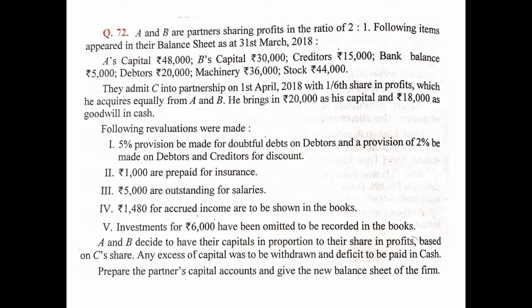Then A and B decide to have their capitals in proportion to their share in profits based on C's share. That means you have to calculate the capitals of the old partners, you have to adjust it on the basis of new partner's capital. Any excess of capital was to be withdrawn and deficit to be paid in cash. That means in this question you don't have to transfer it to current account. Prepare the partners' capital account and give the new balance sheet of the firm.